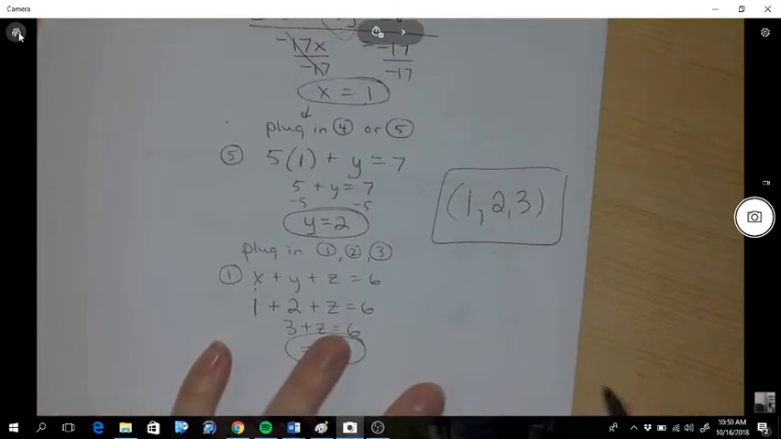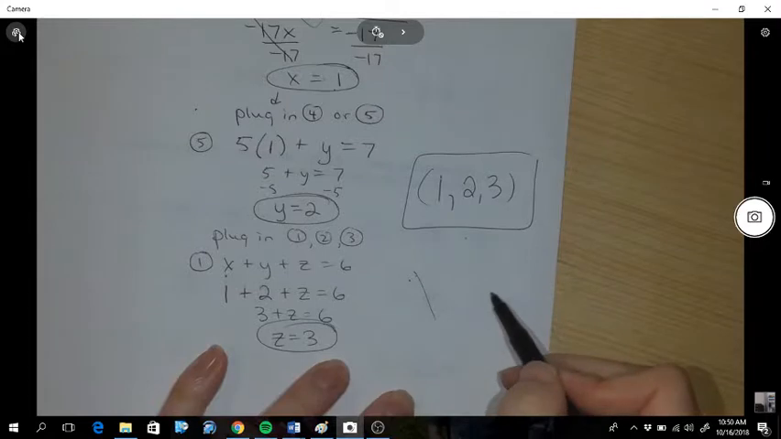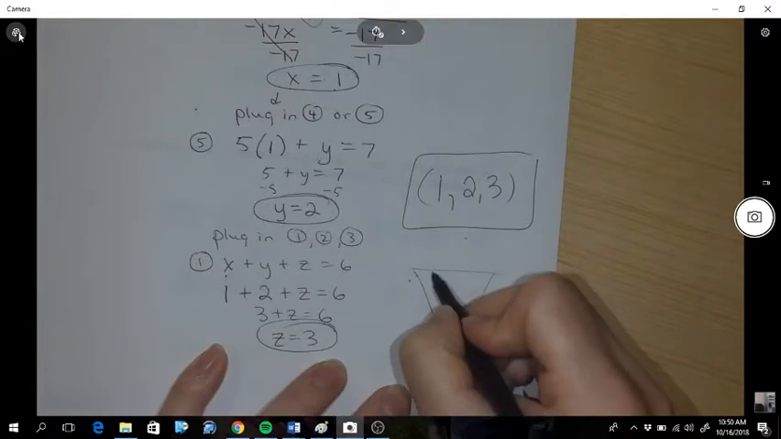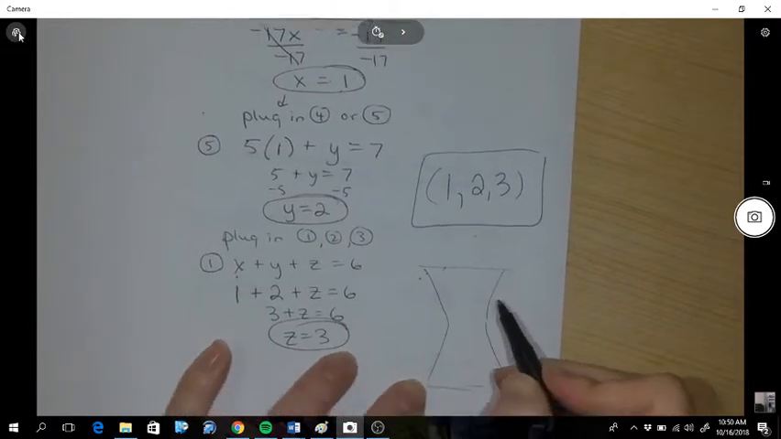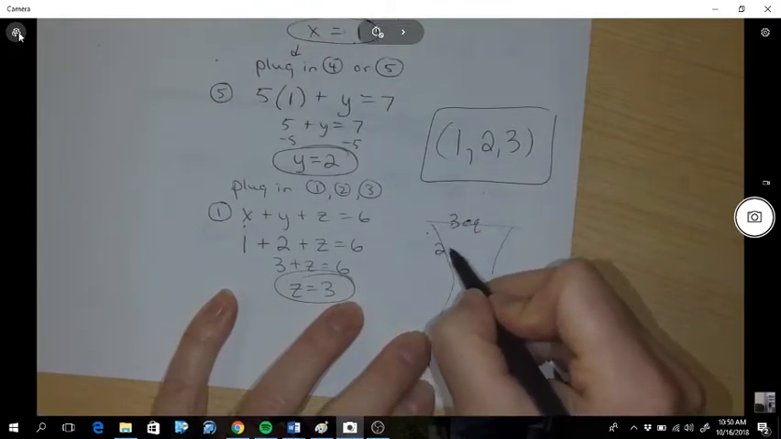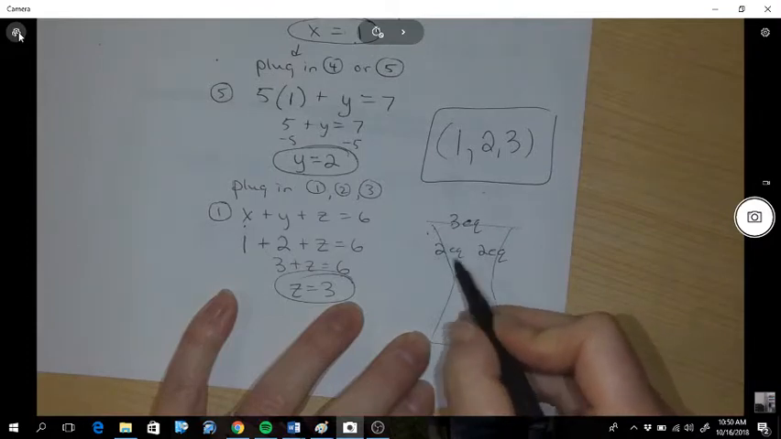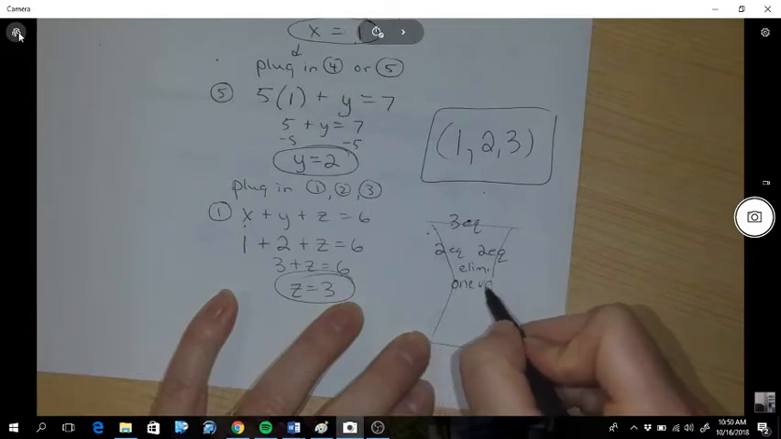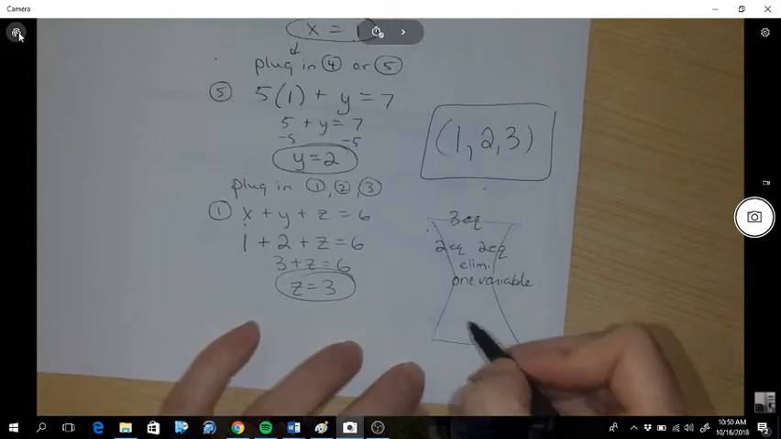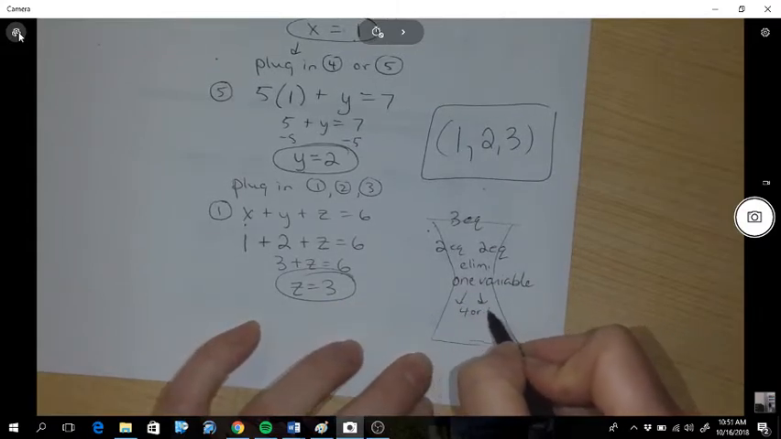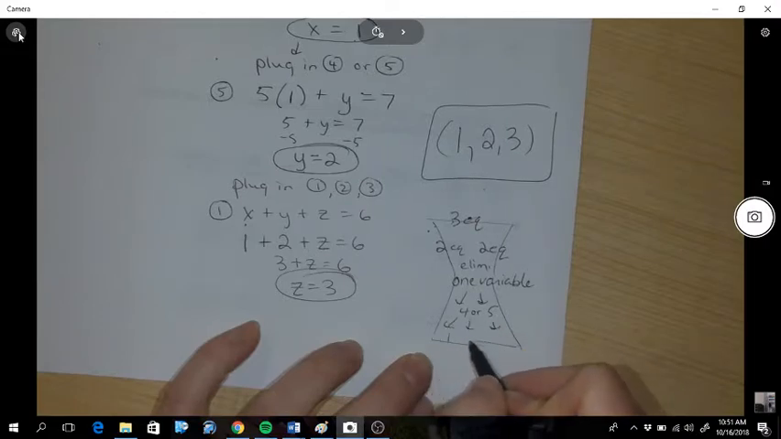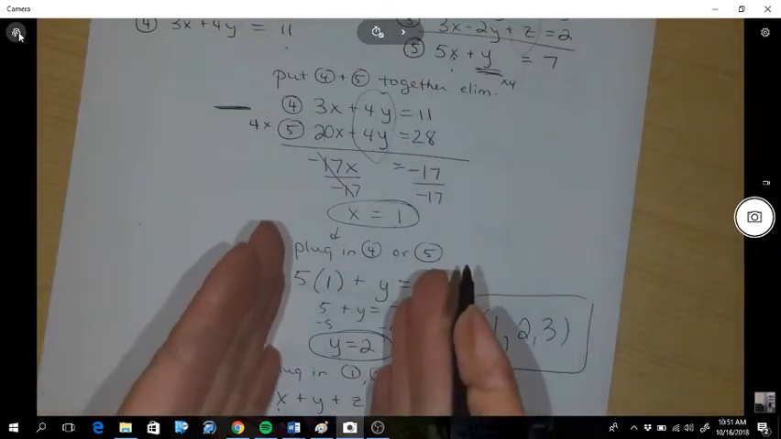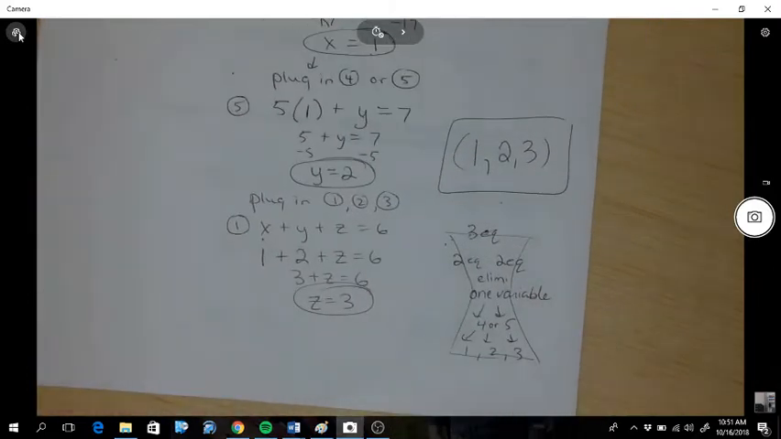So it's kind of like a funnel. You start your process with 3 equations, then you get them down to 2 equations, and then you eliminate to get 1 variable. After your 1 variable, you plug into either 4 or 5. Then after that, you can plug into 1, 2, or 3. So you work down and then go back up. Funnel it down and then go back out to 4 or 5, then 1, 2, or 3.